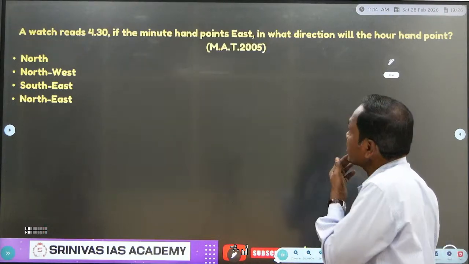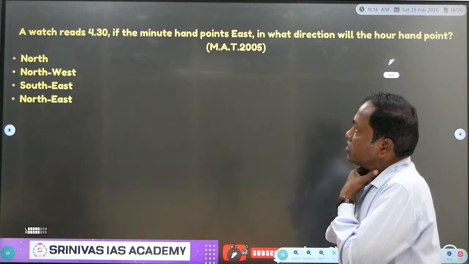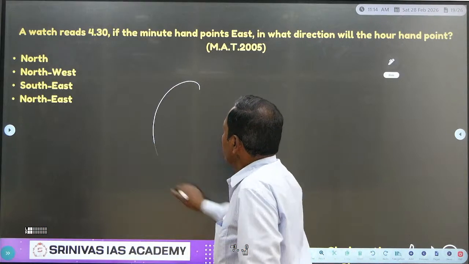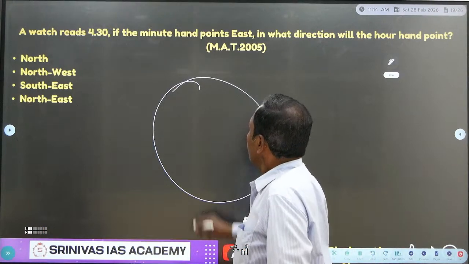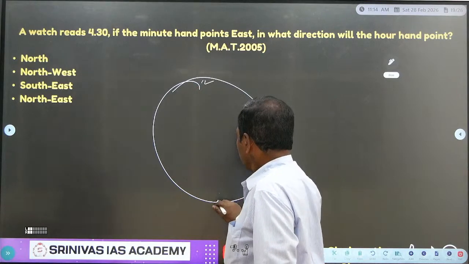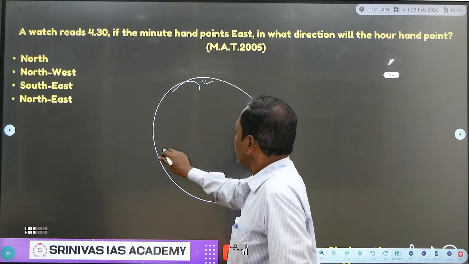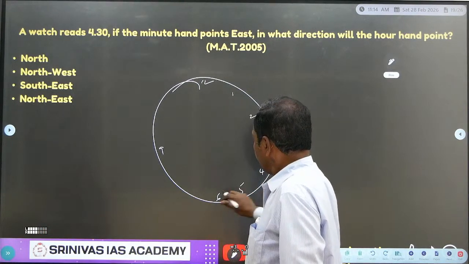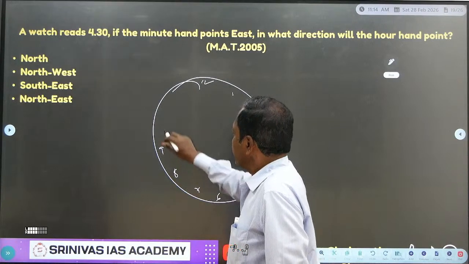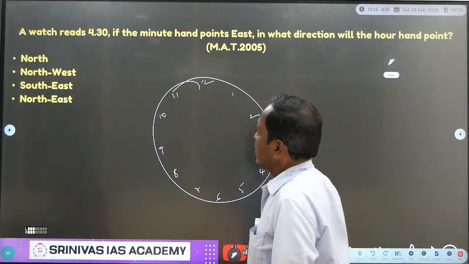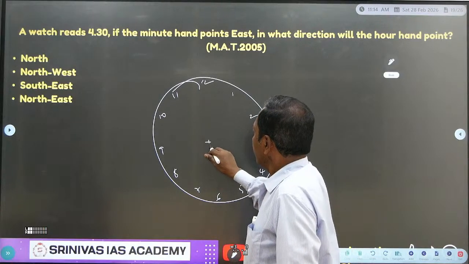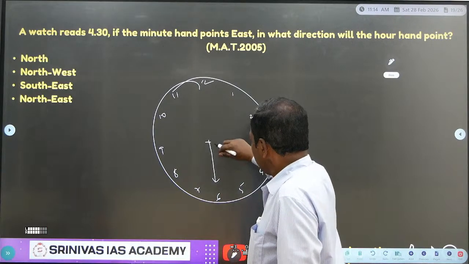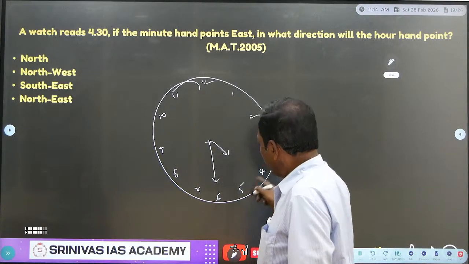That's the easier one. A watch reads 4:30. You have to draw a watch. 12, 6, 3, 9, 1, 2, 4, 5, 7, 8, 10, 11. Okay. A watch reads 4:30. 30 means the minute hand will show 6. At 4:30, the hour hand will be between 4 and 5.